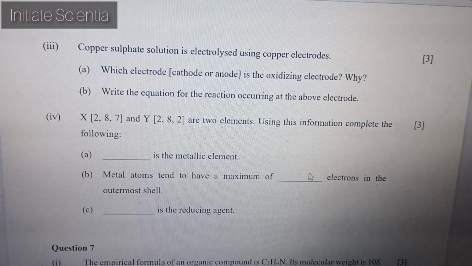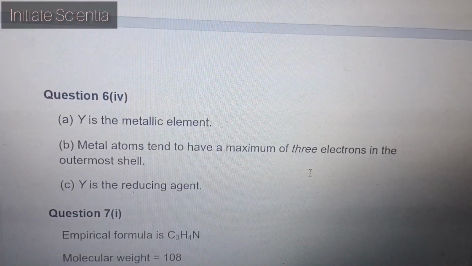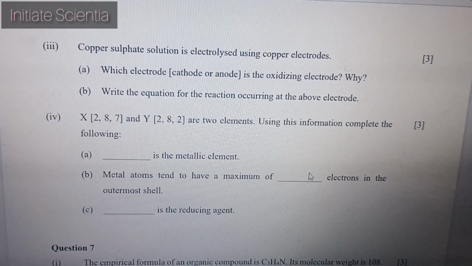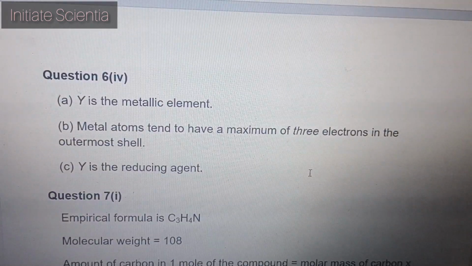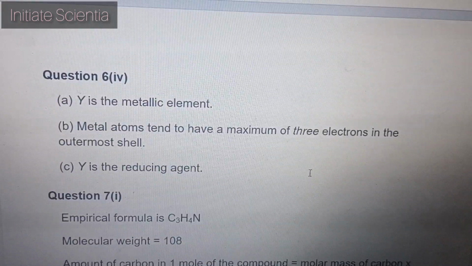X 2,8,7 and Y 2,8,2 are two elements. Using this information, complete the following. Dash is a metallic element. Y is the metallic element. Metal atoms tend to have a maximum of dash electrons in the outermost shell, a maximum of 3 electrons. Dash is the reducing agent. Y is the reducing agent.